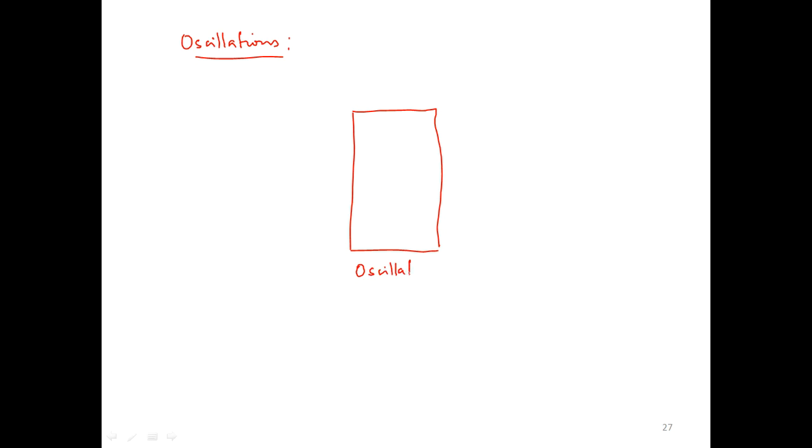Okay, fine. Now we'll try to understand oscillations. Pictorially, how do we represent them? We'll consider the block diagram of an oscillator. So let it be an oscillator. Within an oscillator, there is always an amplifier, and you also have a feedback network.